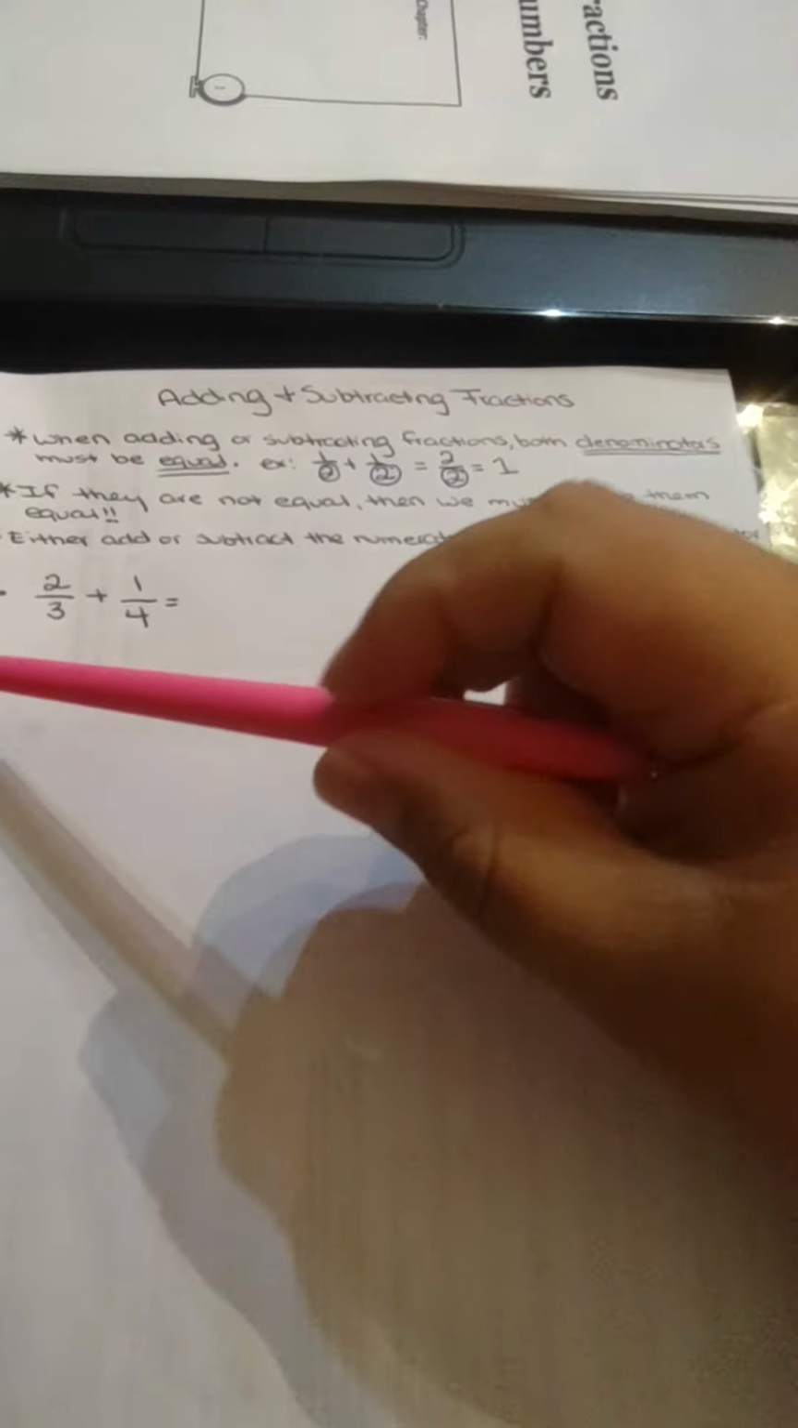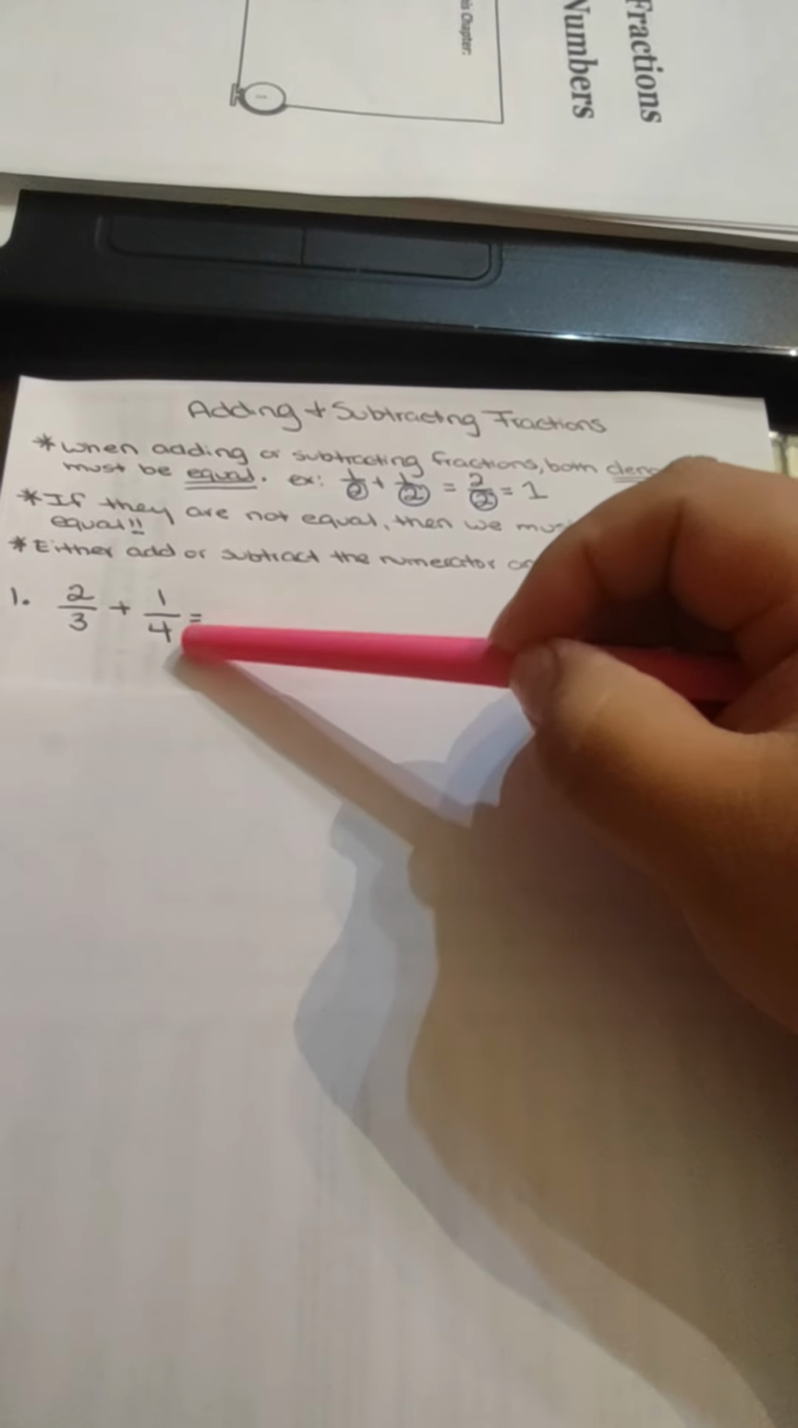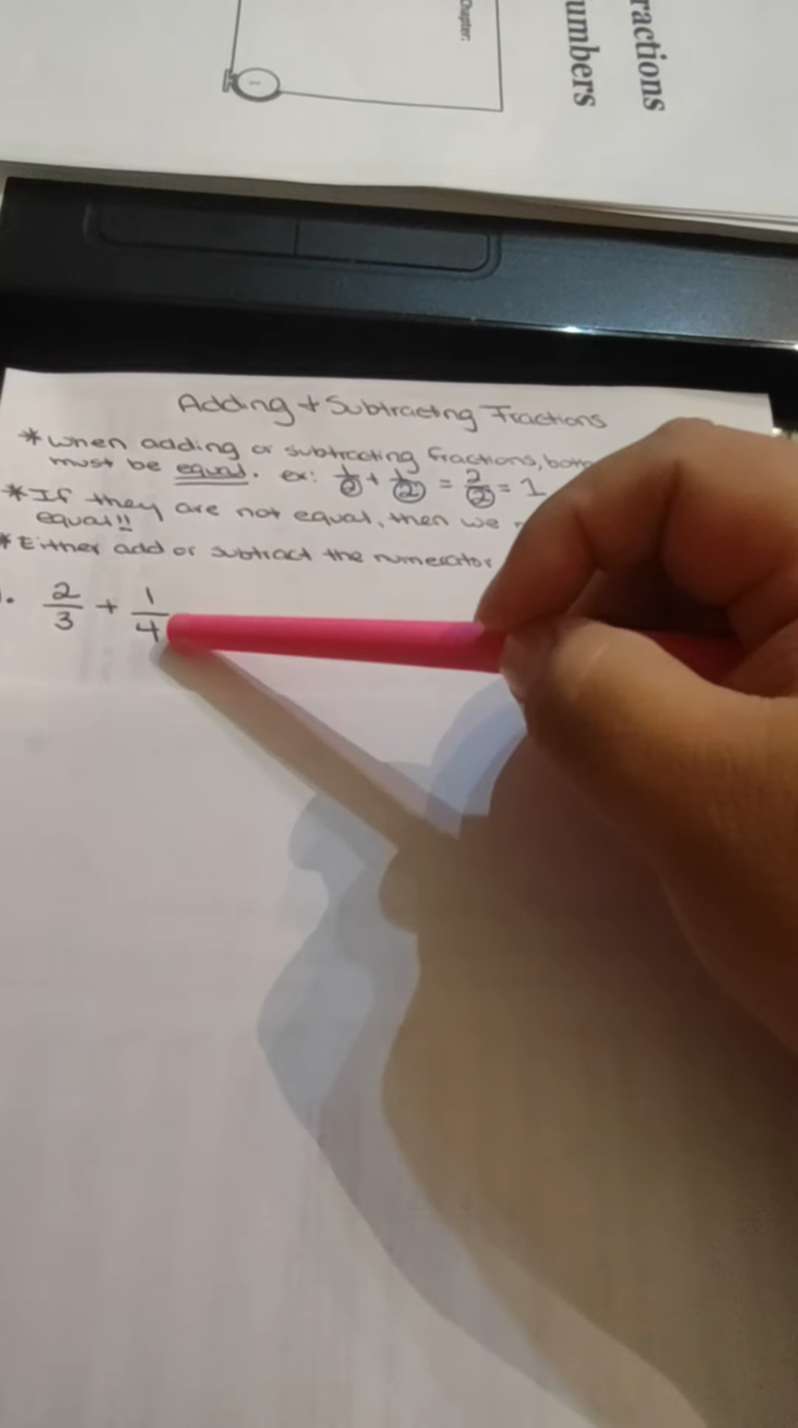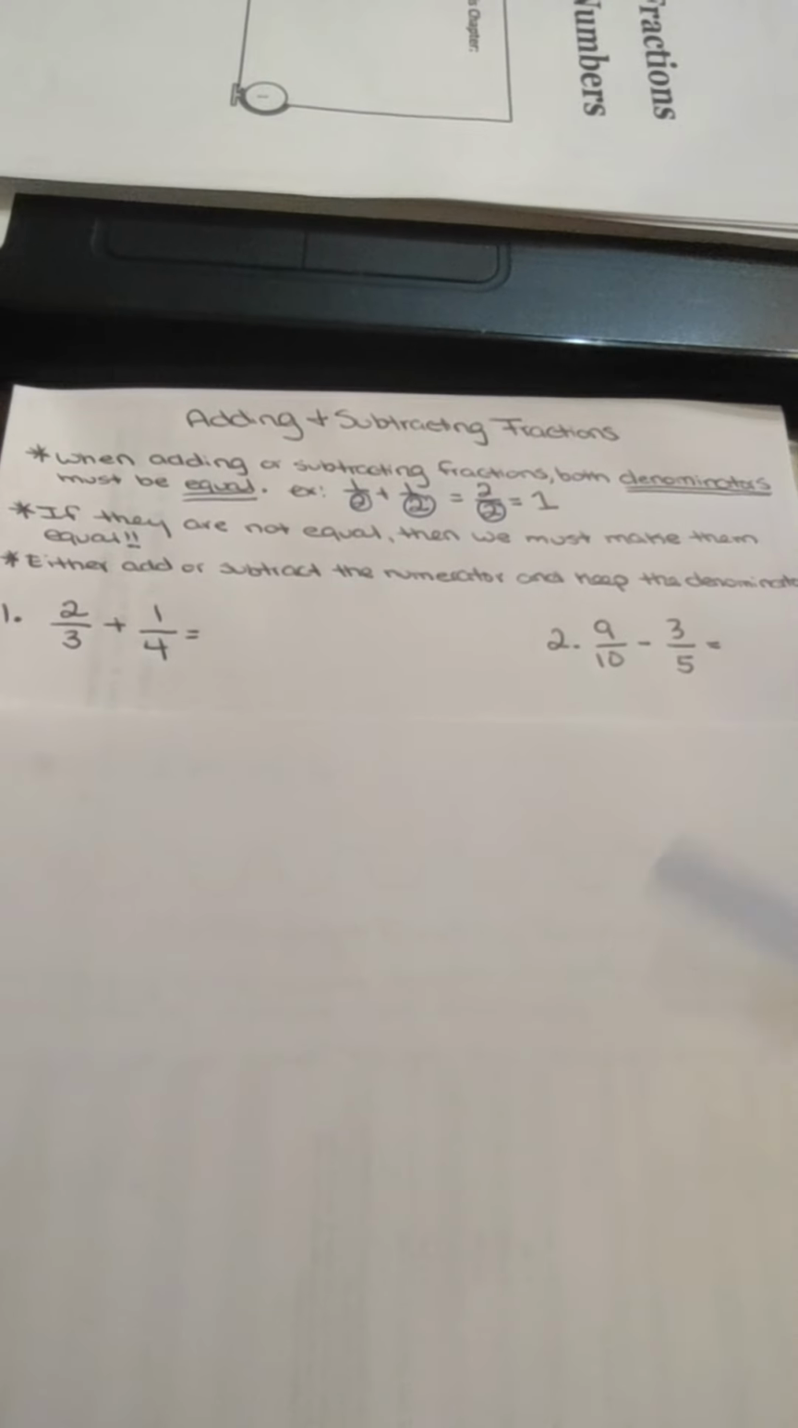Okay? So this is my first example that I have here. I have one adding and one subtracting because, like I said, either add or subtract, same rules. Now, when I was in elementary, we learned to find factors and multiply this side by 3 to make 12, and this side by 4. That gets really complicated. Another method that I learned is to do this.